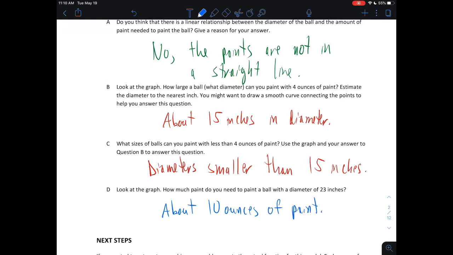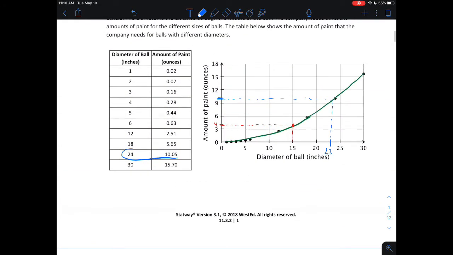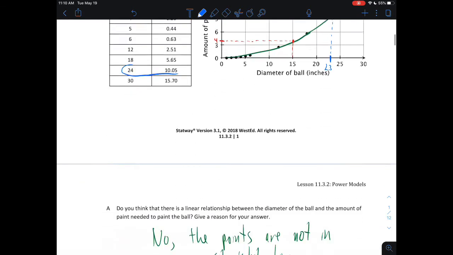Again, we're just estimating by using the graph. Finding something like 23 is somewhere between 20 and 25, following that up to the graph, and it looks like maybe it's about 10 ounces of paint. That seems like a good estimate.